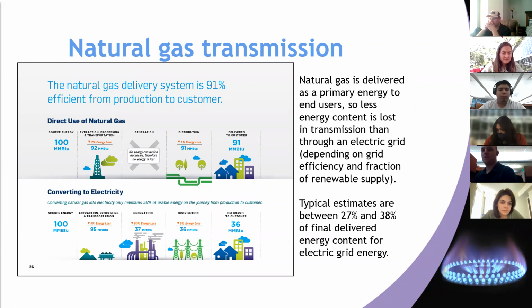For natural gas, the energy losses along the way are in the extracting and transportation of it. But because it's generally delivered straight to your house through a pipeline and then used directly on site, you're getting about 91% of the initial energy content.